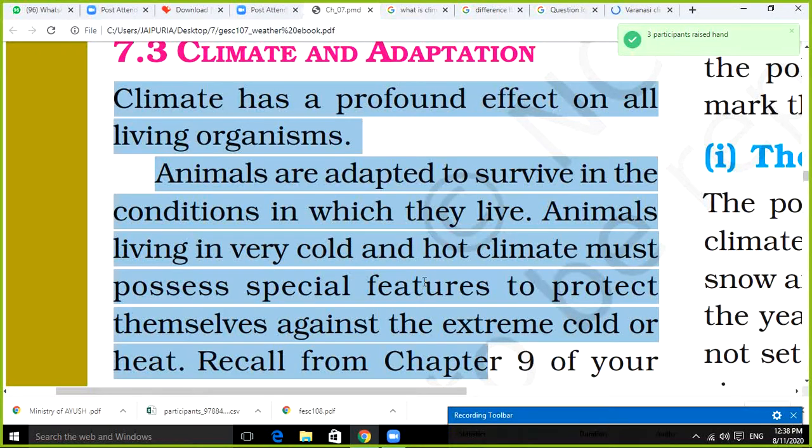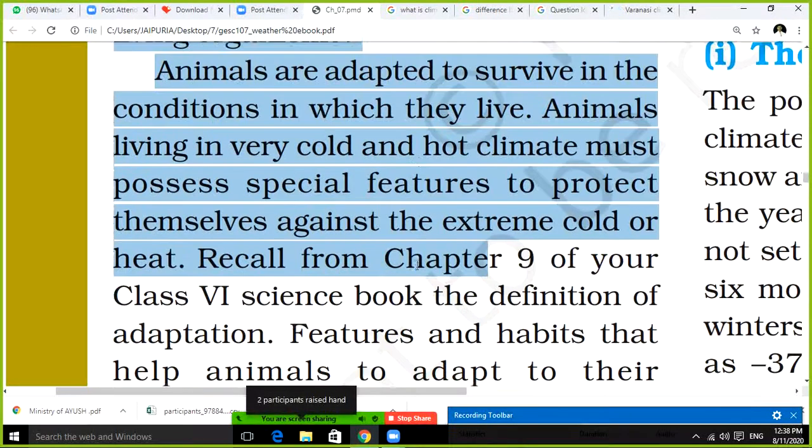Animals living in very cold or hot climates must possess special features to protect themselves against the extreme cold or heat, so it will not affect them. But if you go outside, your body is not adapted, not adjusted according to that environment. So climate has a profound effect on all living organisms. It is not that it does not affect people.